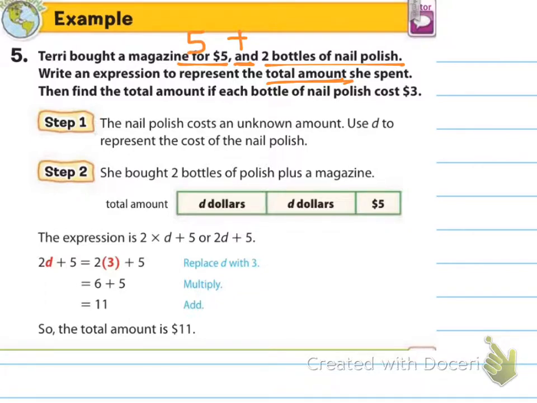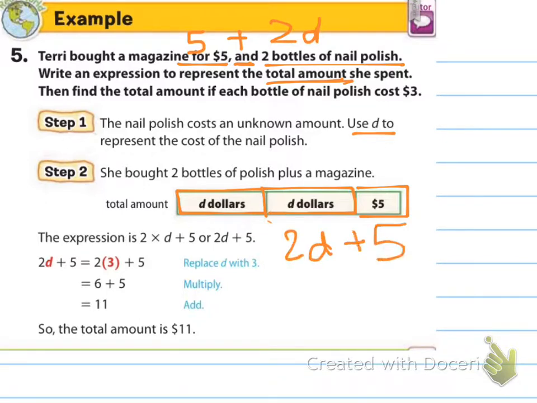Well, I don't know right here in this expression how much the nail polish is. That is our unknown amount. So they're saying let's use D to represent the cost of the nail polish. No idea why. But because she spent 2 of them, we need to make sure that we're doing 2 times D and then adding that $5 for the magazine in as well. So they've drawn the picture here. We've got 2 bottles of nail polish. They're D dollars each, plus the $5 we spent on the magazine. And so it's 2 times D plus the $5, or $5 plus 2 times D.